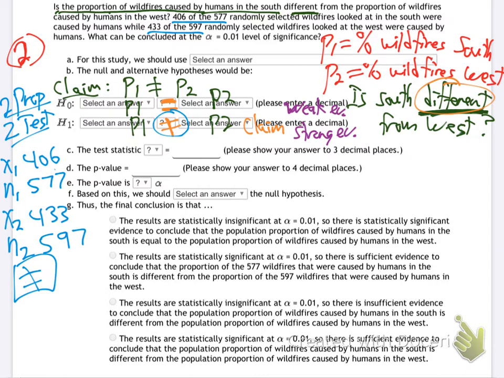I'm getting a z equal to negative 0.821 and a p-value equal to 0.4114. All right, so then, you know how we draw the conclusion? What am I going to do? I'm going to put the p-value here.